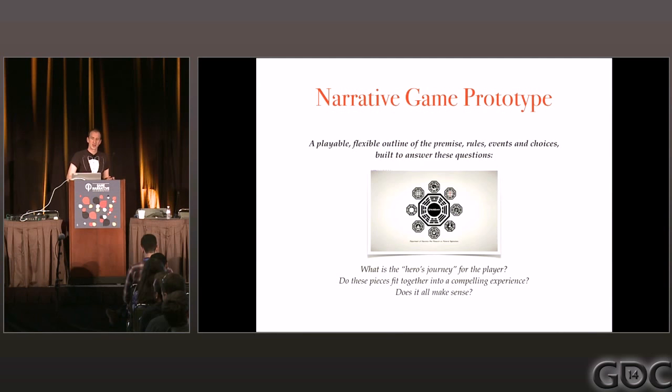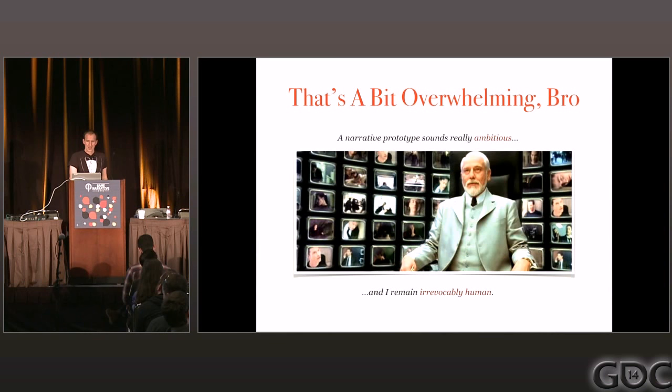Basically, I think it's really useful when you're addressing this risk of games as a narrative to create a narrative prototype, a playable and flexible outline of the premise, the rules, the events, and the choices that's made to answer some really fundamental question of what's the hero's journey for the player? Do all your pieces fit together into a compelling experience, and does it all make sense? So that's a big question. That's a really heavy question to try to tackle.